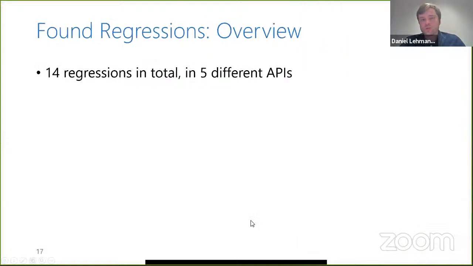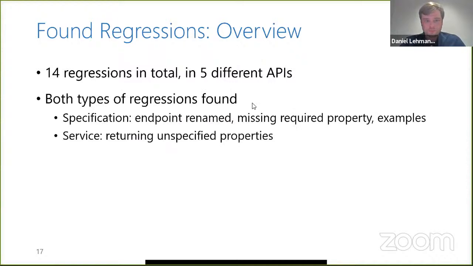And then after collecting all this data, we did our diffing. In the resulting diffs, we found 14 regressions in this historical data. The regressions were in 5 different APIs, which is good because we see that it applies not only to a single particular API. What we also found is that we saw both types of regressions: some regressions in specifications and some regressions in the service itself. I'll give a couple of examples in a bit.